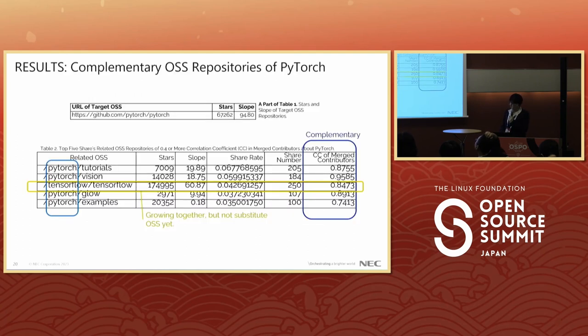So this is the result. And as an example of the result, the case of PyTorch is shown. This is a part of the result between PyTorch and other repositories. And as an interesting result, when the top five with a correlation coefficient of 0.4 or higher are checked in descending order of share rate, then TensorFlow here, TensorFlow is a complementary OSS to PyTorch.